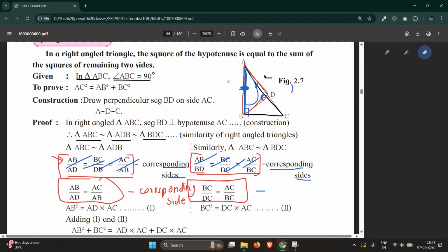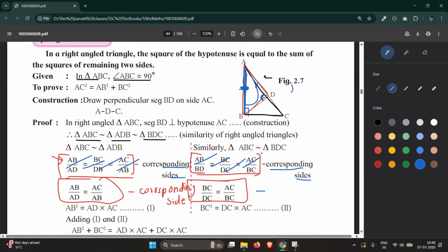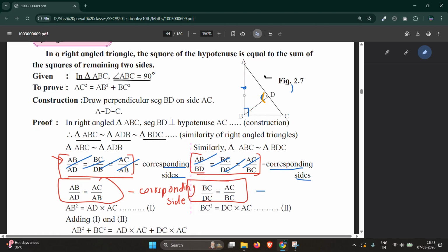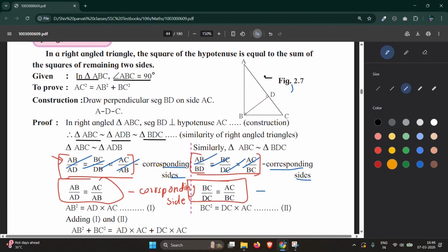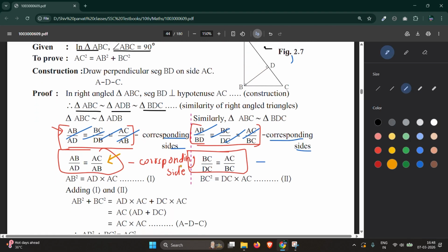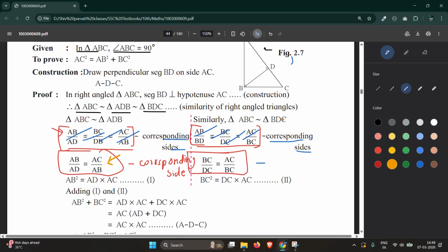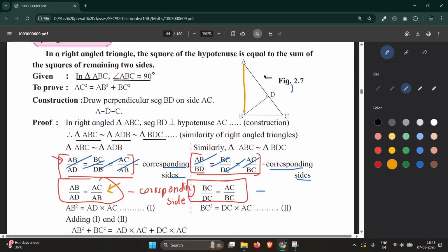So that is why we will take AB and AD, and that will be equal to the ratio of the hypotenuses of both of the triangles. So in the bigger triangle, the hypotenuse is just AC, and in the smaller triangle, the hypotenuse is this one, AB. This AB is the hypotenuse for this smaller triangle, as this is opposite to the 90-degree angle, right? So we will take this ratio.